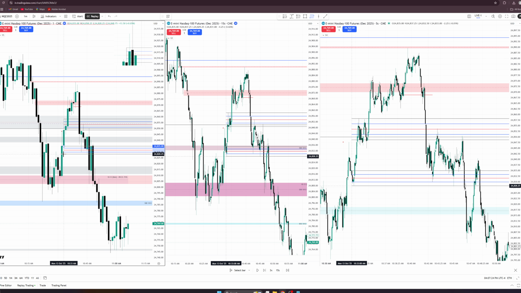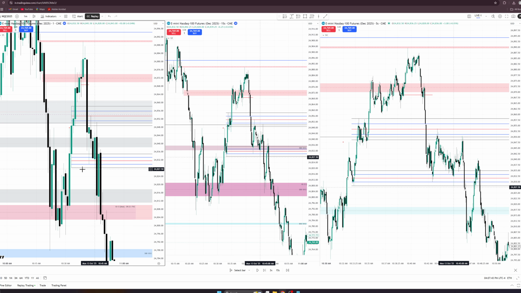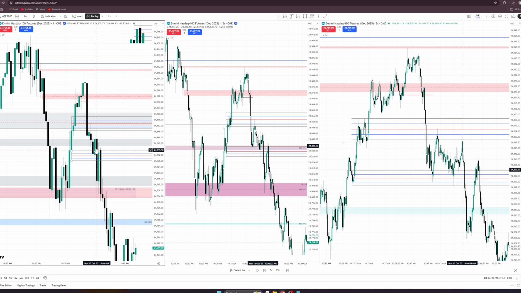Price again after rejection from this midpoint came back, but still did not close below 50% of this wick. See, the bodies of the candle still did not close below 50% of the wick. So again this candle, I'll just zoom in. You can see this candle again went into this lower low of this wick, again started rejecting, and then we had this wick.